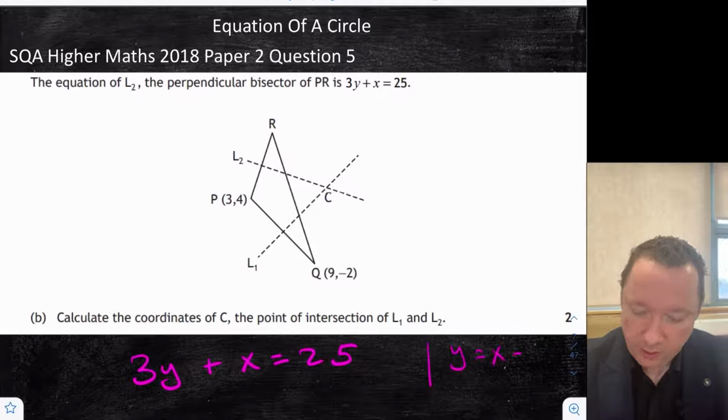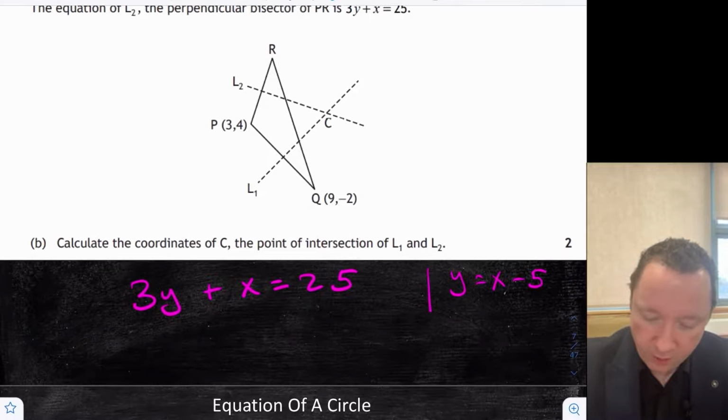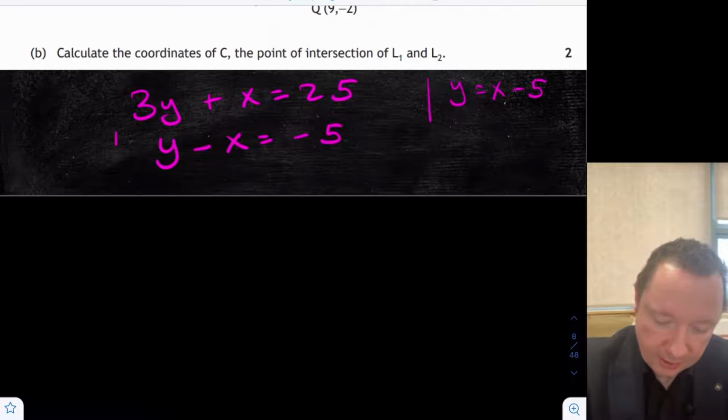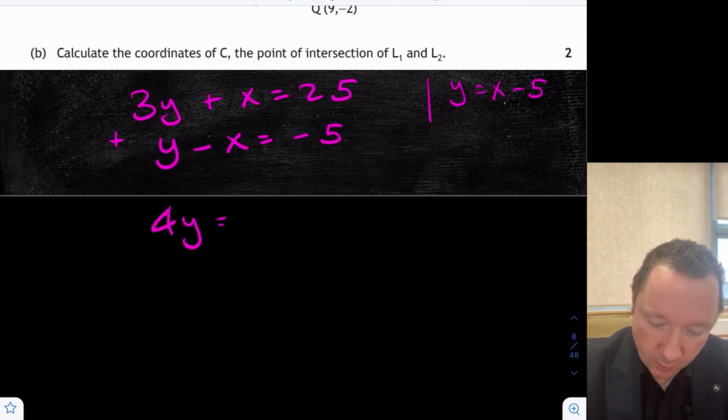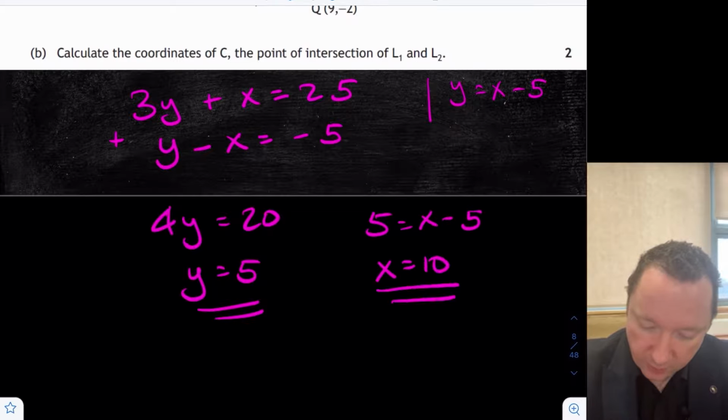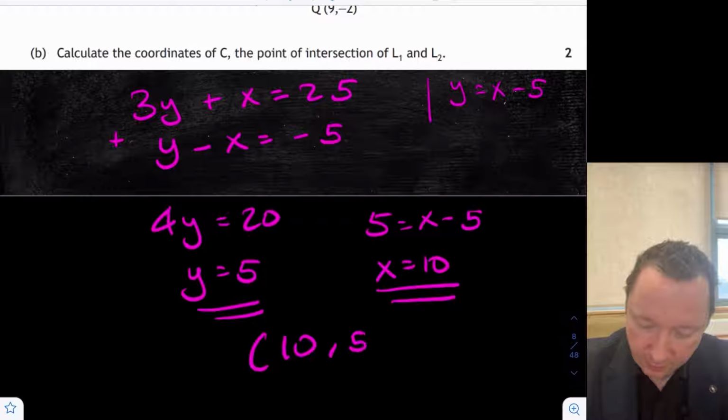Was the other equation. So rearranging that so that everything's on the same side, you've got y minus x equals minus 5. Adding these together, you get 4y equals 20, so y equals 5. Subbing it into this equation here, we get 5 equals x minus 5, so x must be 10. The point of intersection is (10, 5).